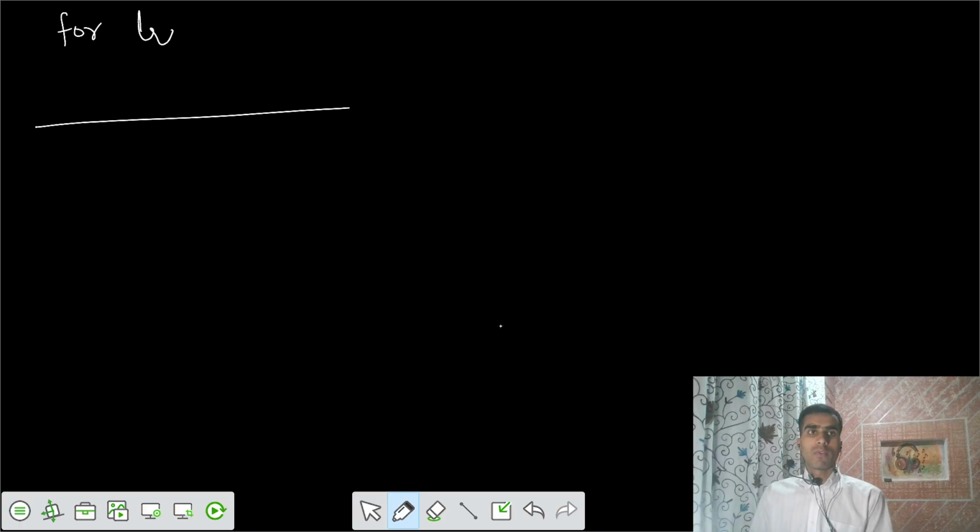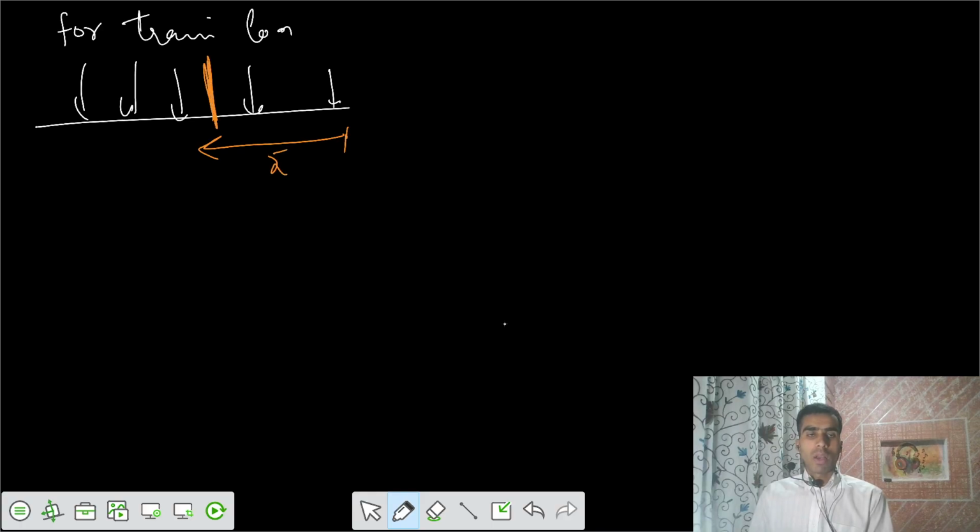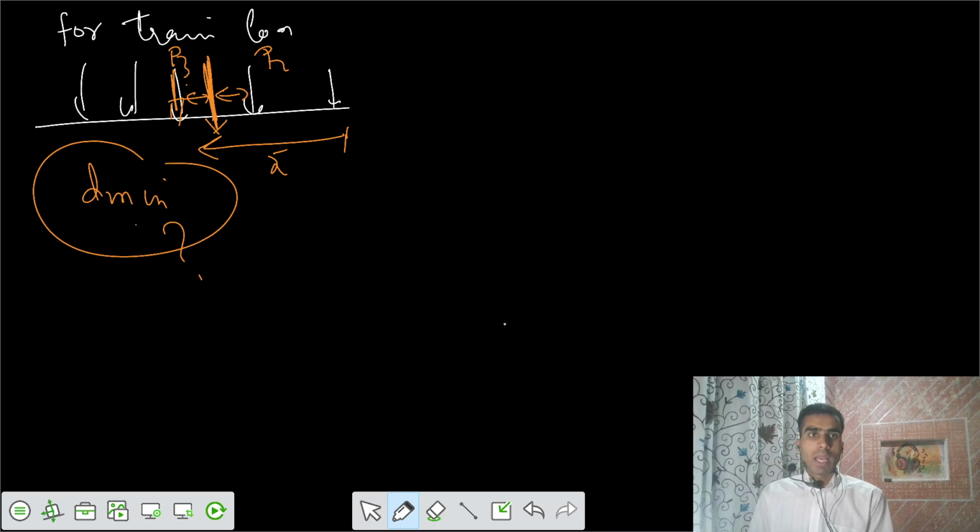So the thing is that, in order to get the absolute bending moment for the train of loads, what is the procedure you have? You calculate the resultant from either side. Let's say the centroid is somewhere here. Now out of these two loads, let's say P3 and P2, you check which one is your D minimum, and you also check which one is your P maximum, which one is your maximum load.